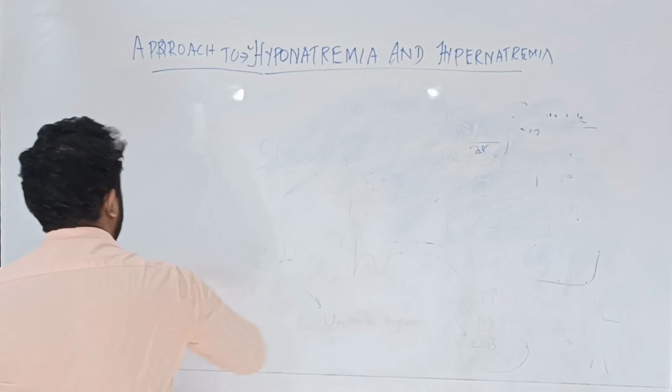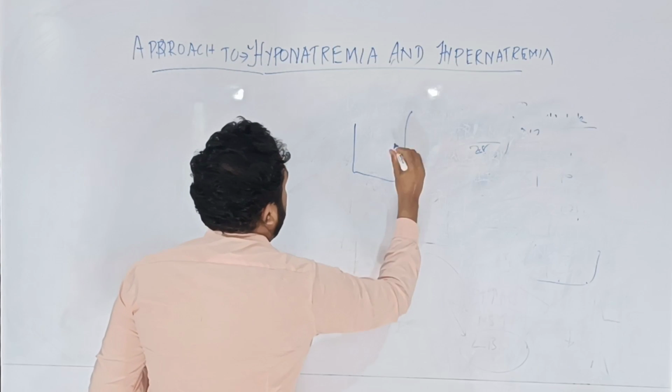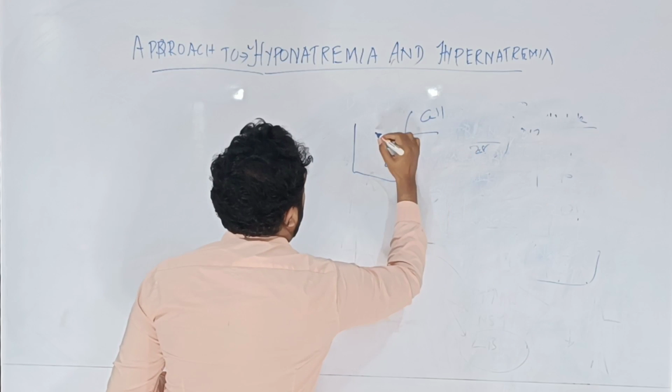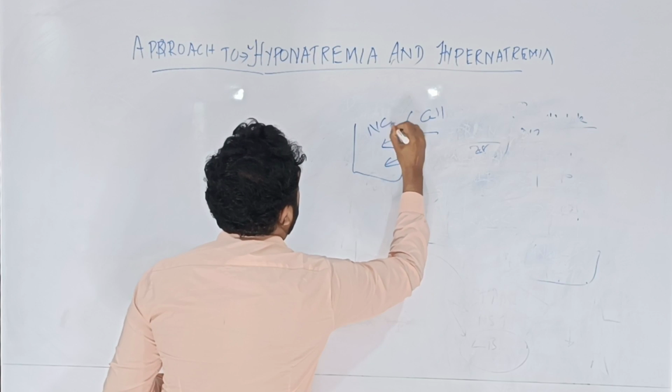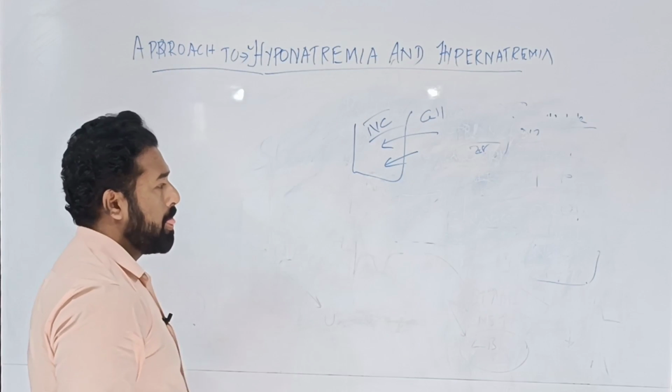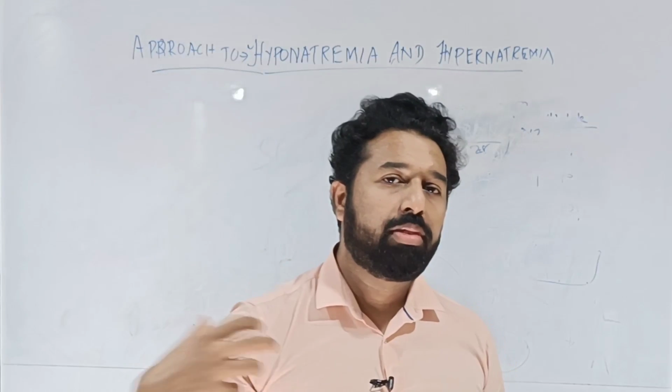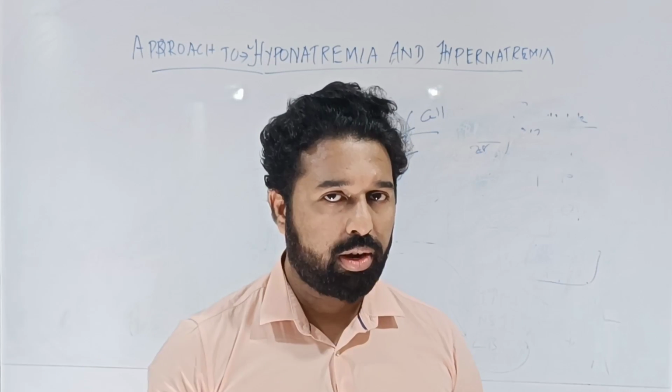So the next concept is effective solute and ineffective solute, okay. Suppose this is the cell and that is the intravascular compartment, okay. So effective solutes are those solutes which can pull in water from the cell to the intravascular compartment, okay.